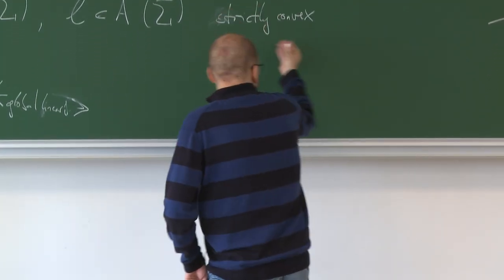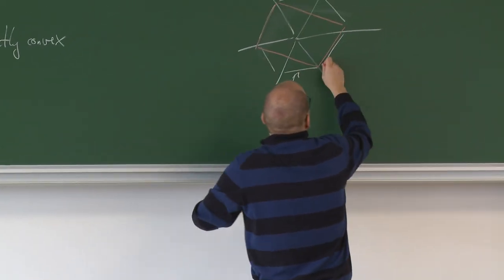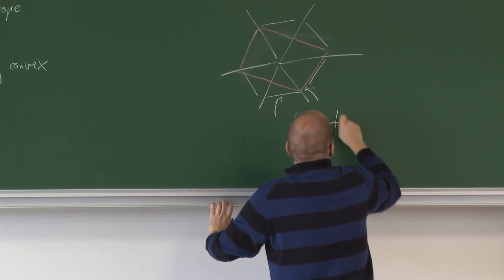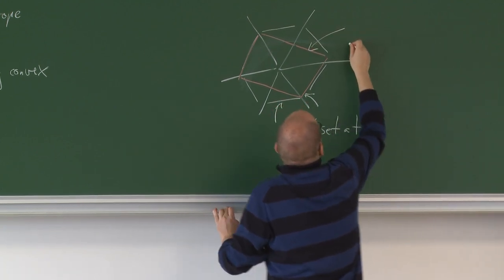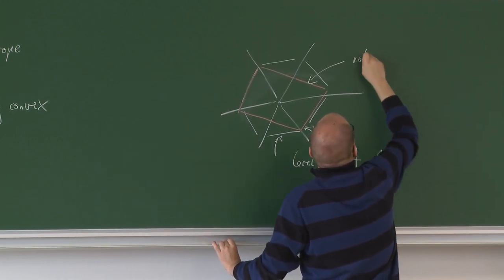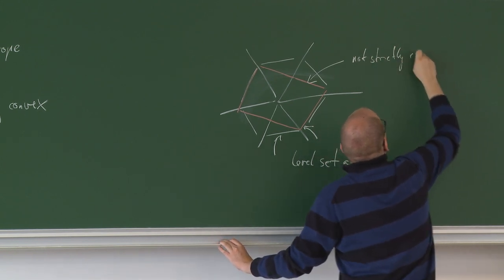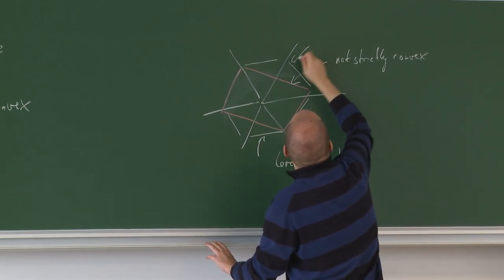I have this strict convexity, right? This is what I drew here. This here is a level set at 1. And the red part is not strictly convex. So convex, but not strictly convex. And the white part is.